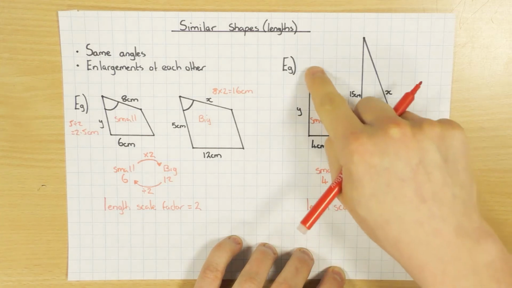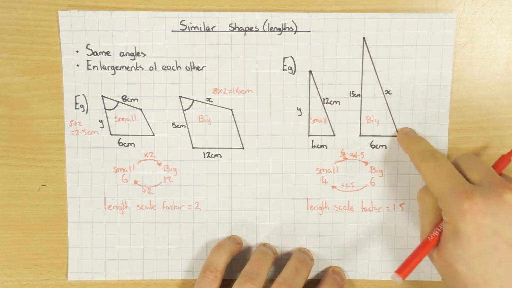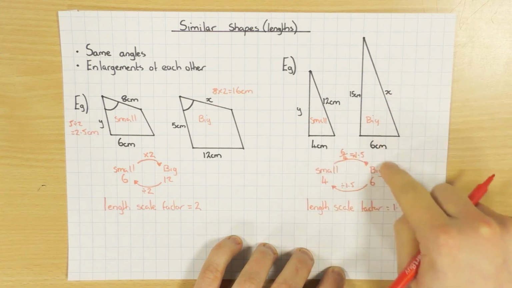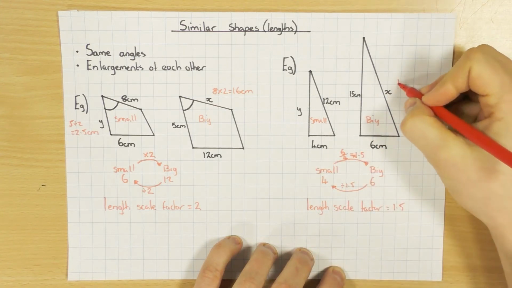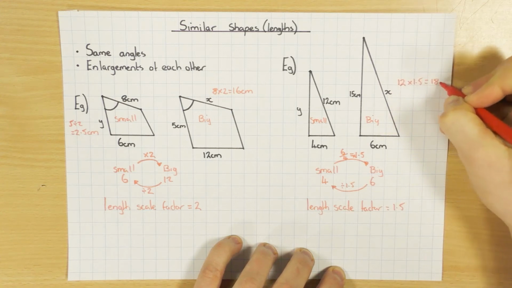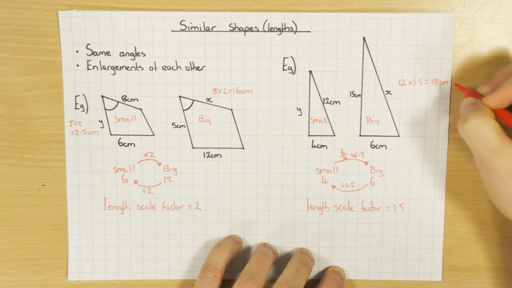So again, this side here is 12. The corresponding side on the big shape is x. That's what I need to work out. So to go from small to big, I times by 1.5. So 12 times 1.5, that will give me 18 centimetres again.